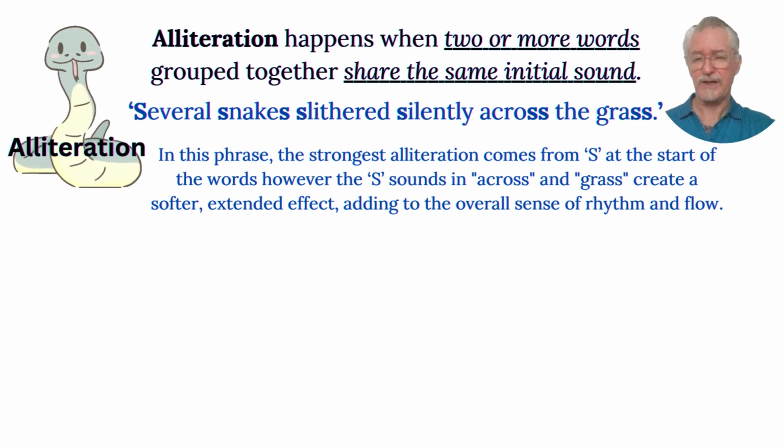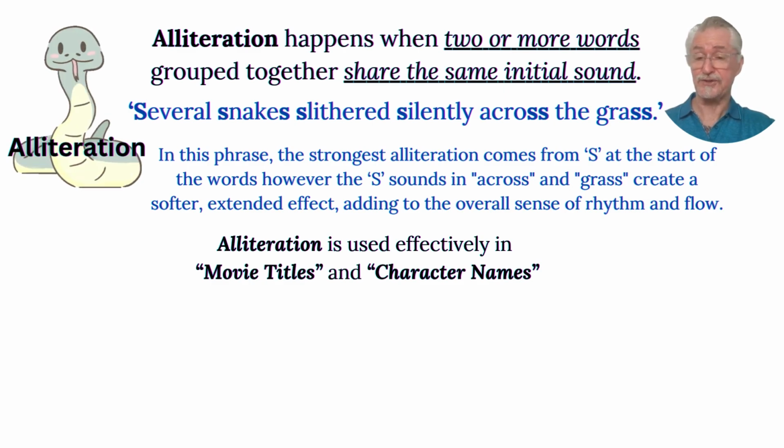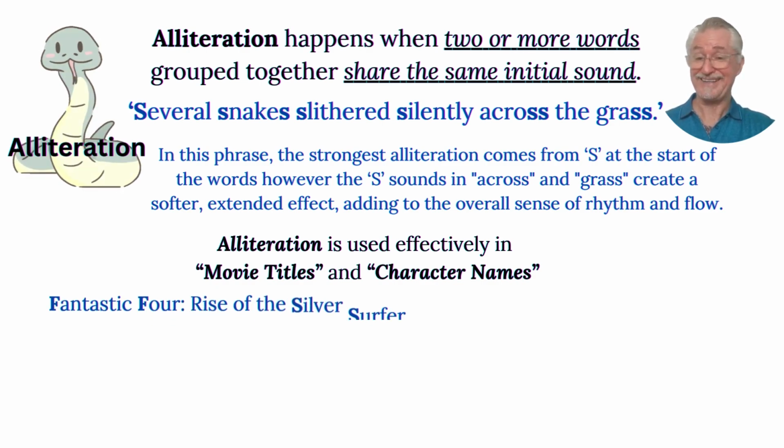So while alliteration is the initial sounds, there can be words in a sentence or a phrase that add to the alliteration effect because they have the same sound either at the end or in the middle of the word. Now, alliteration is used effectively in a lot of things, including movie titles and character names. The Fantastic Four, Rise of the Silver Surfer. It's an effective use of alliteration.